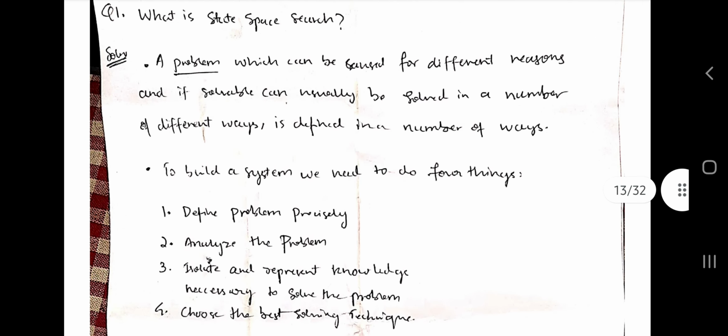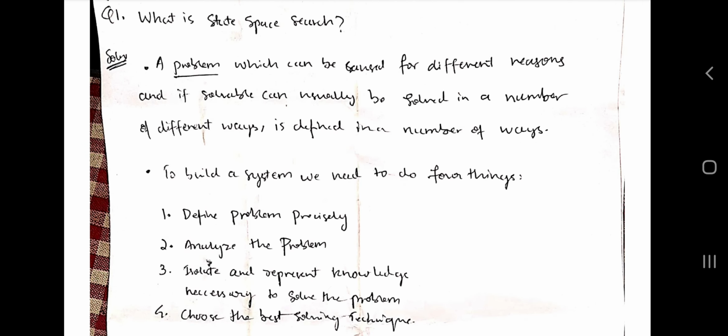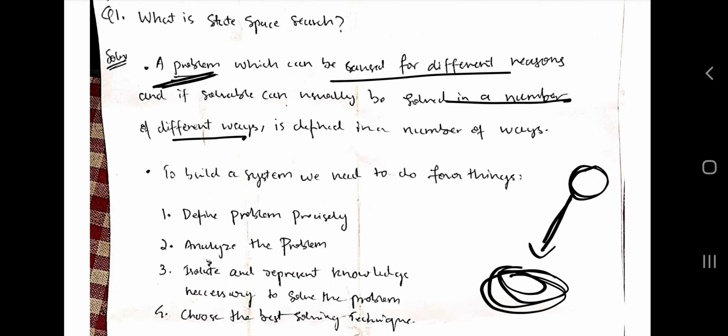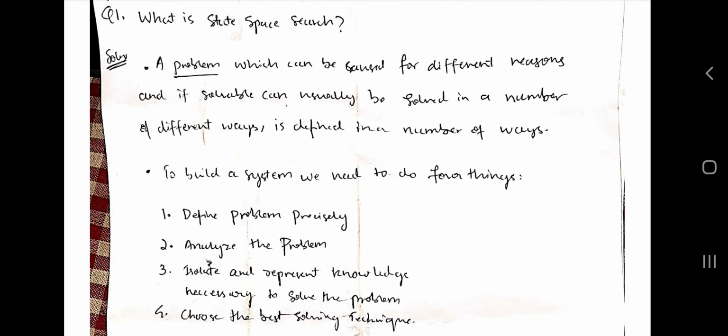Fine. So what is the problem? A problem can be caused by different reasons. Many reasons can cause a problem, right? And that problem can be solved in a number of different ways. That is called a problem: a thing which is caused by many different reasons and can be solved in many different ways. If it is solvable, then it is called a problem. First you have to define what a problem is.